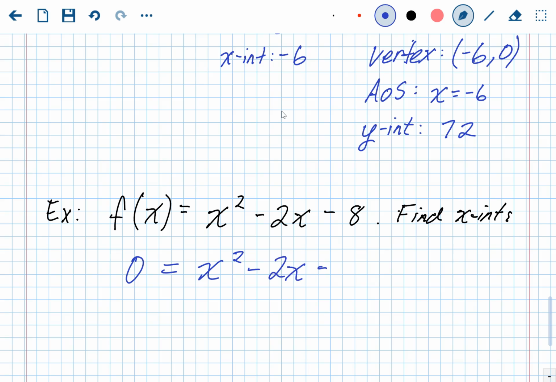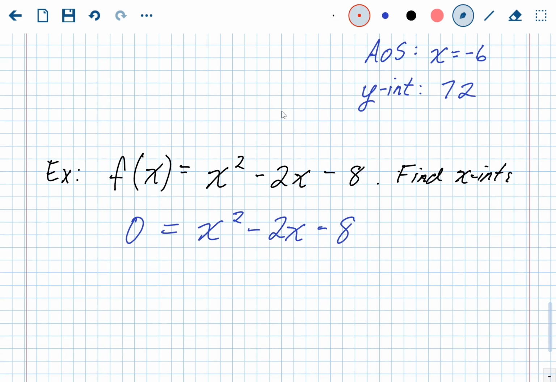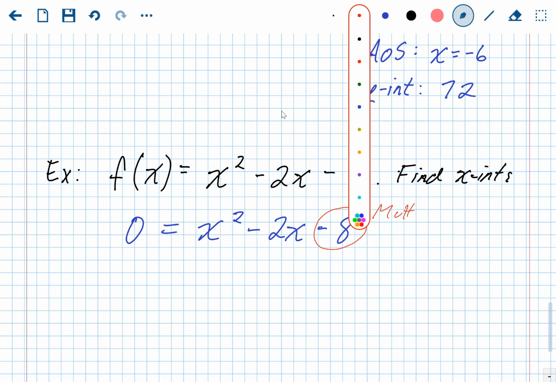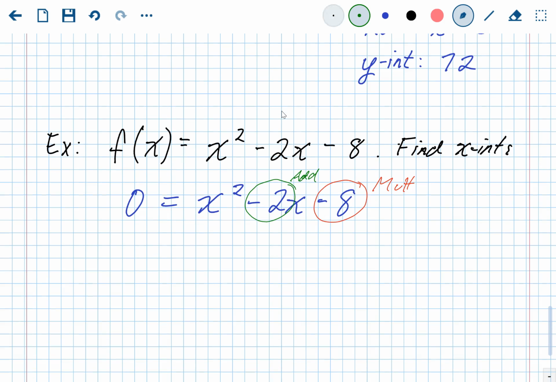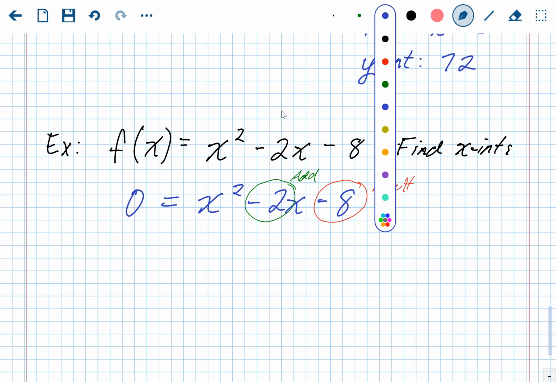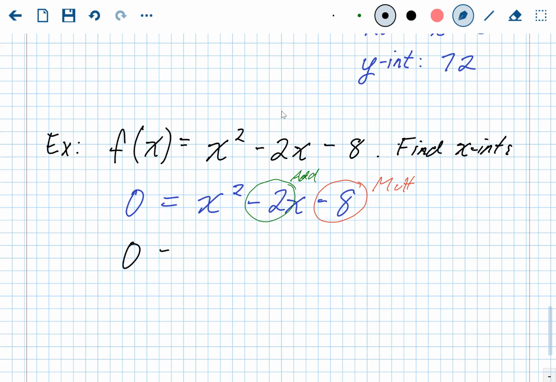Factor, now this one's one of the easy factors. Since there's not a number in front of x squared, all you have to do is find out what multiplies to -8 and what adds to -2. The only thing that's going to multiply to -8 and add to -2 are -4 and +2. So that means your two factors are going to be x minus 4 and x plus 2.